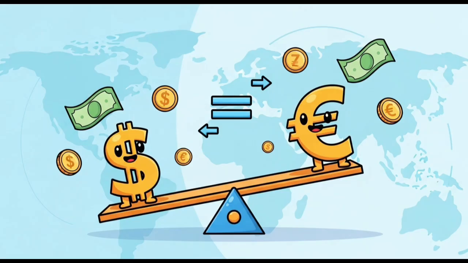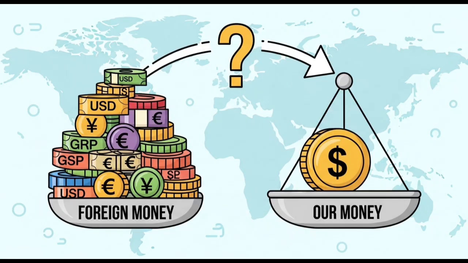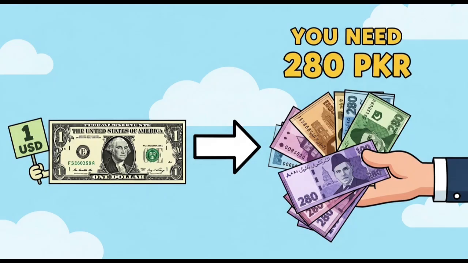What is an exchange rate? The exchange rate is the price of one country's currency in terms of another country's currency. It tells us how much foreign money we get for our own money. For example, to buy $1, you need 280 Pakistani rupees.